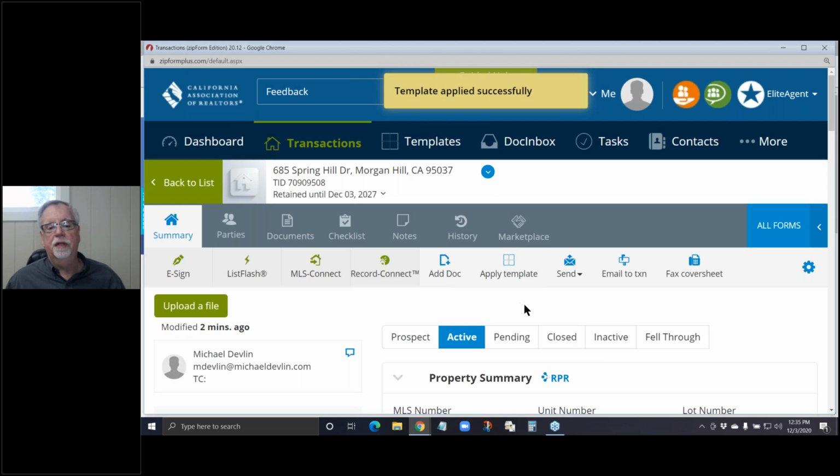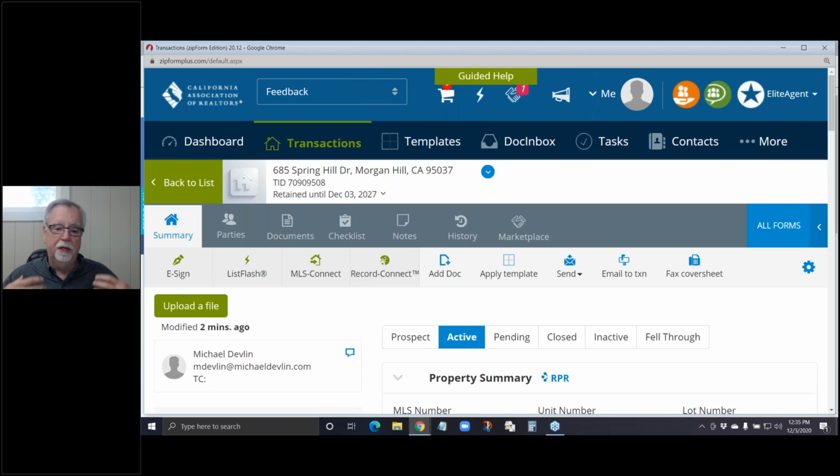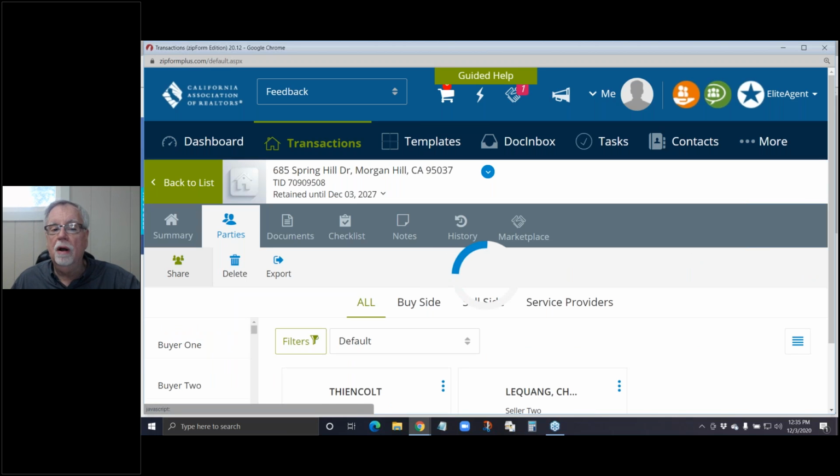And what I've done in the template is I put in my information, the office information, my DRE number, the office DRE number, address, all of that stuff that they're going to want typed in. I've already put it in, right? So I don't have to manually type that in. I've imported the property information. I've imported my information. And then the next thing would be parties.